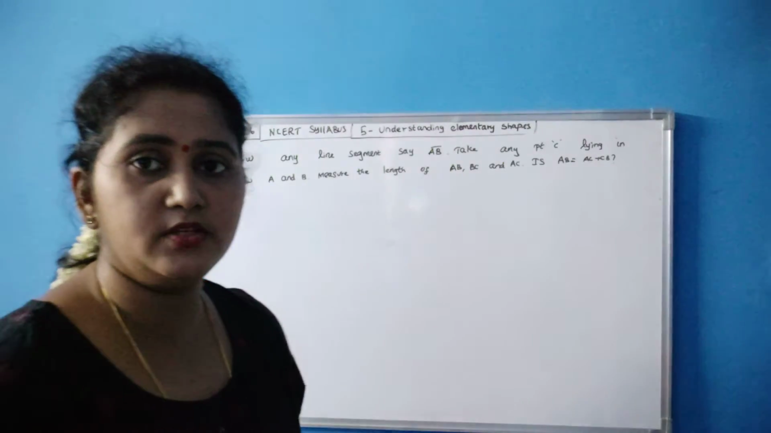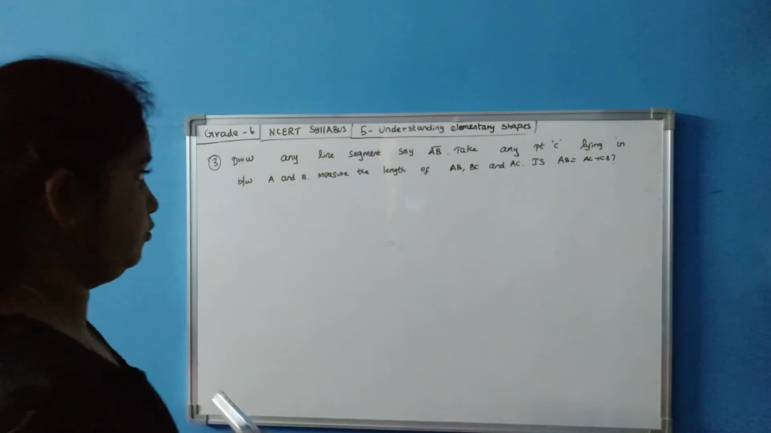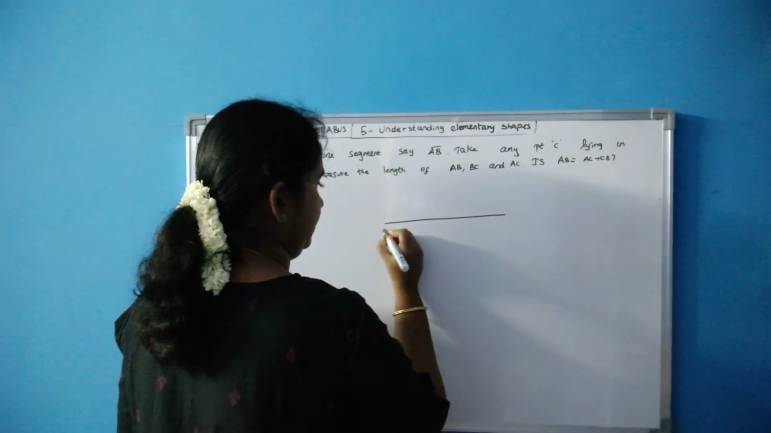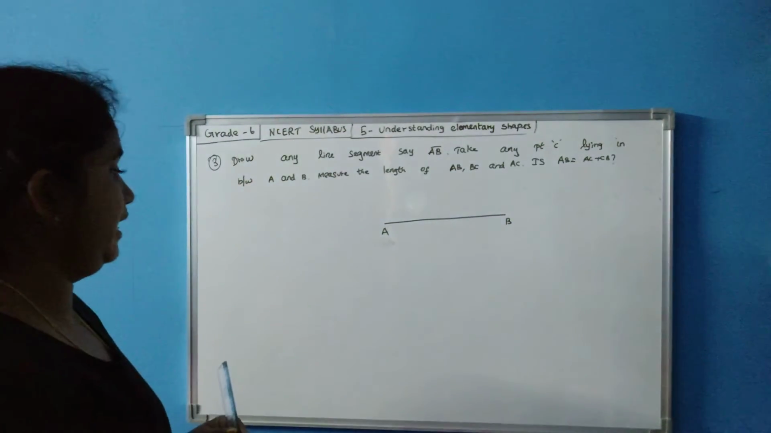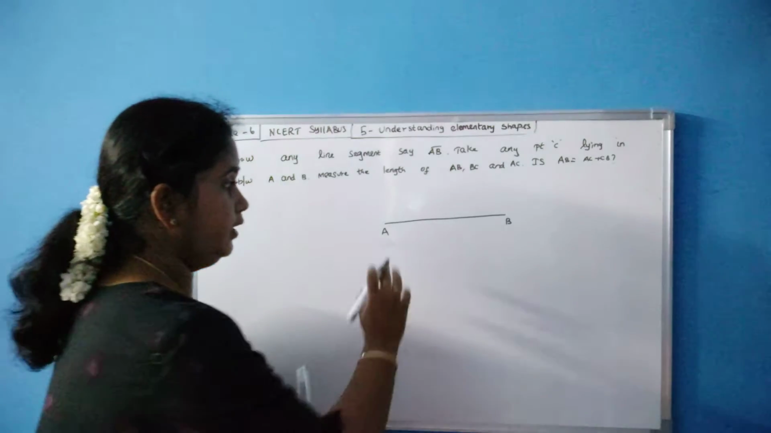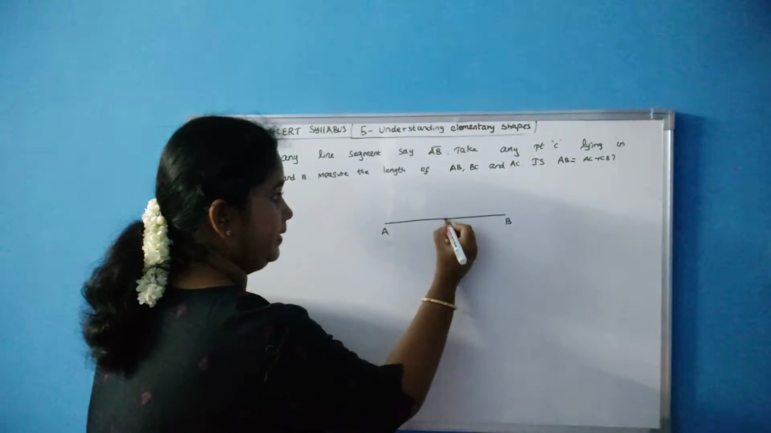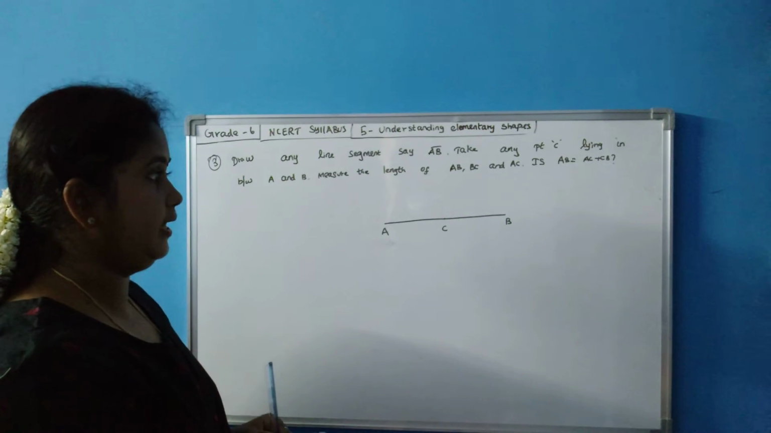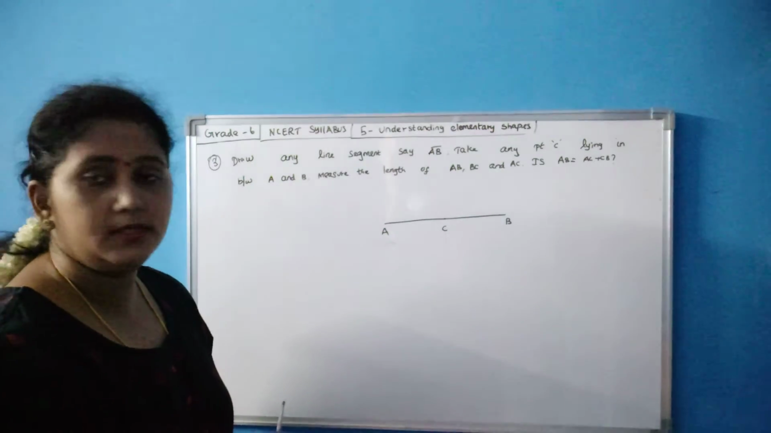So this is your next question, third question. Draw any line segment, say AB. So I am drawing a line segment that is named AB. Take any point between A and B. So in between A and B you need a point C. So I am placing it here. Measure the length of AB, BC and AC. Is AB equal to AC plus CB? So this is your question.